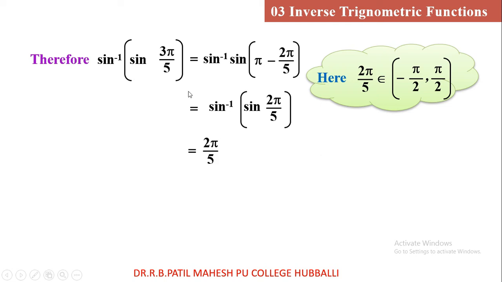Dear students, when you see sine inverse of sine 3 pi by 5, you may think sine inverse and sine get removed and the answer is 3 pi by 5. Before that, you should think whether 3 pi by 5 lies in the range of sine inverse or not. If it belongs, then only you remove. Otherwise, you should simplify like this and you will get the required value. Here the required value of the expression is 2 pi by 5.